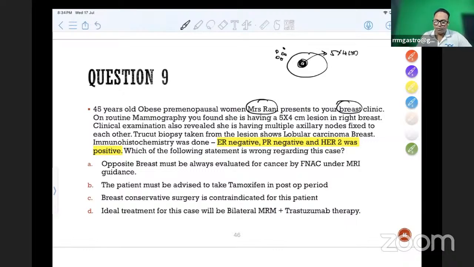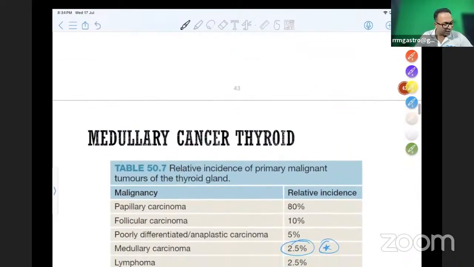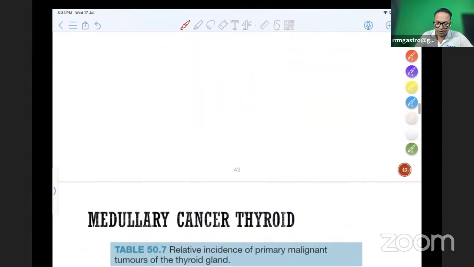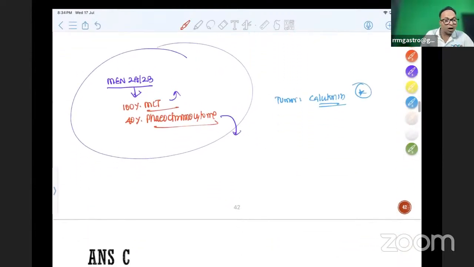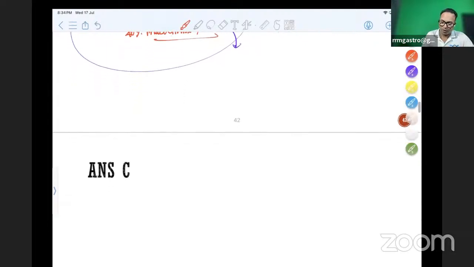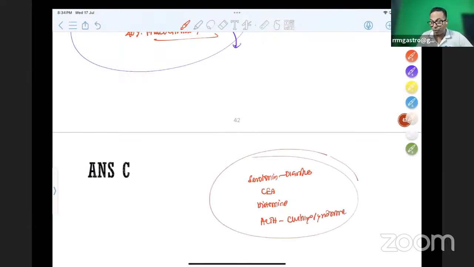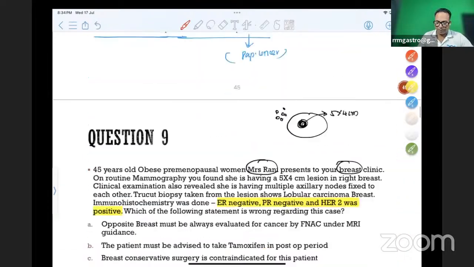The diarrhea is because of the tryptophan produced by this. So medullary cancer produces many hormones. Medullary cancer is a neuroendocrine tumor. So it produces serotonin, CEA, histamine. Therefore, these patients will have diarrhea. These patients will have ACTH production. Therefore, they can have Cushing syndrome. Many findings will be there in medullary cancer. Medullary cancer is a favorite national board topic. Please go through that. Okay.